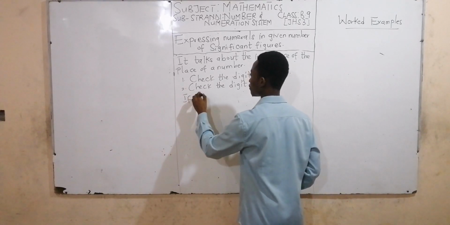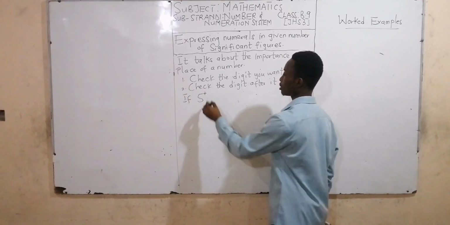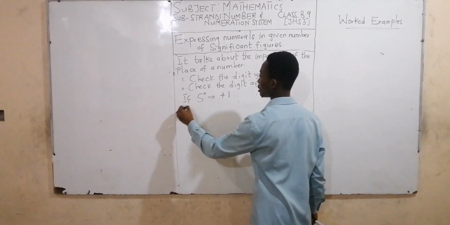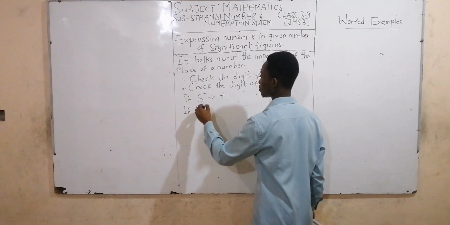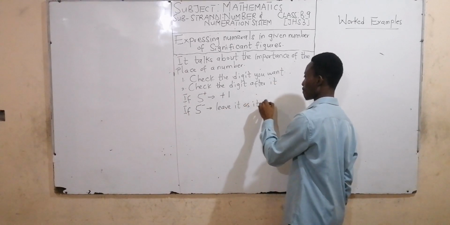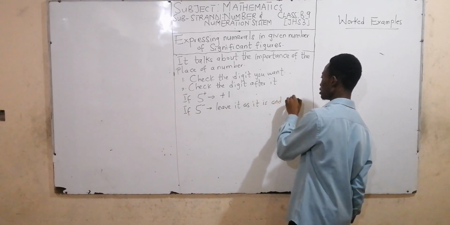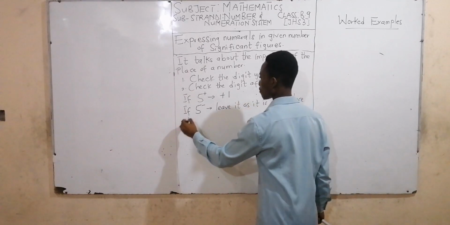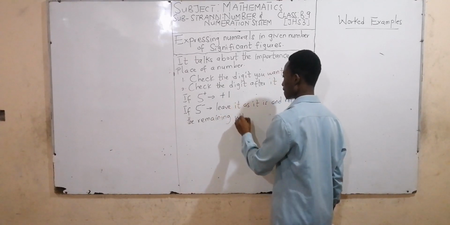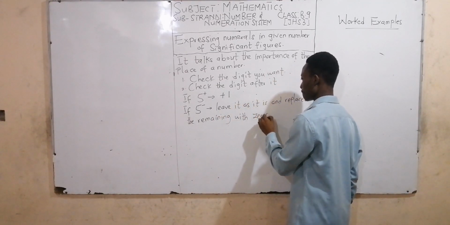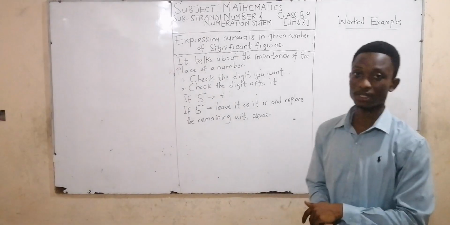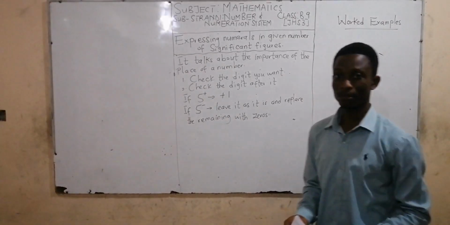Now if it's 5 or more, then we add 1 to the digit we want. But if it is less than 5, then we leave it as it is. But here we replace the remaining digits with 0. So here you don't just leave it, you replace the remaining ones with zeros. That is how significant figures work. So let's take one or two examples on this.